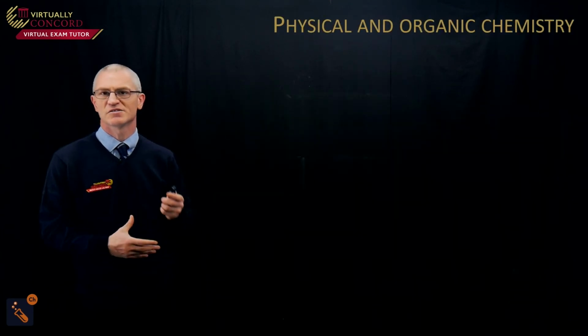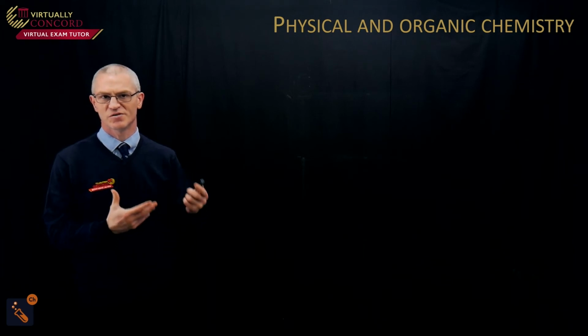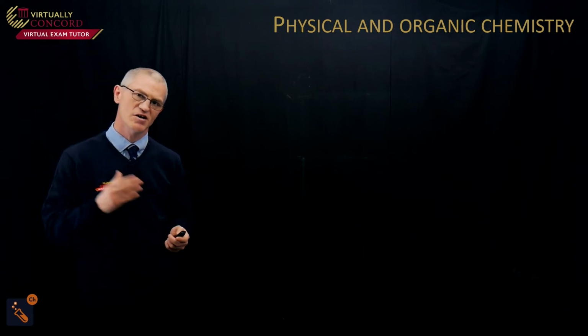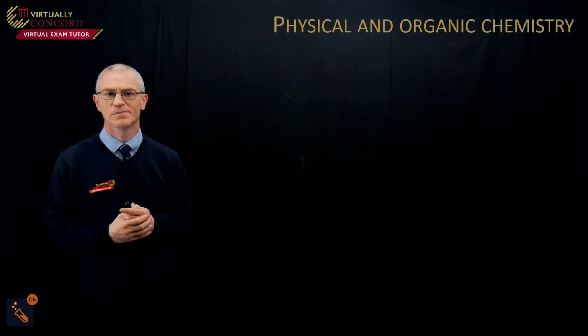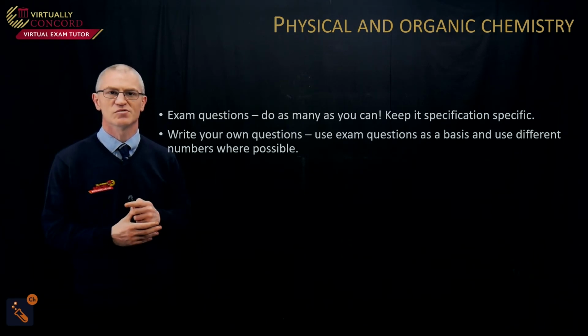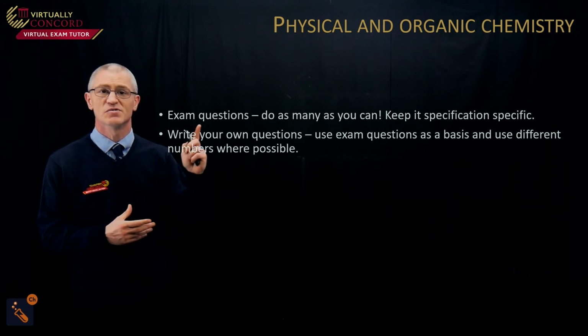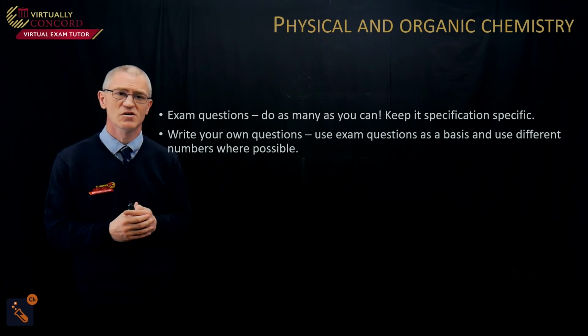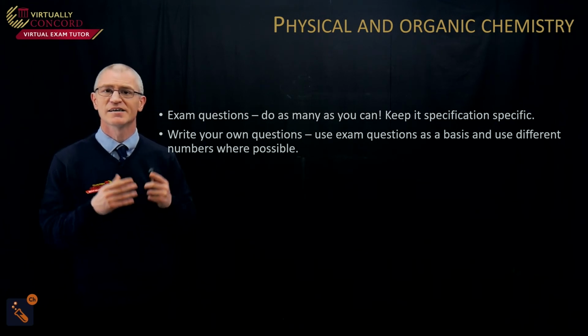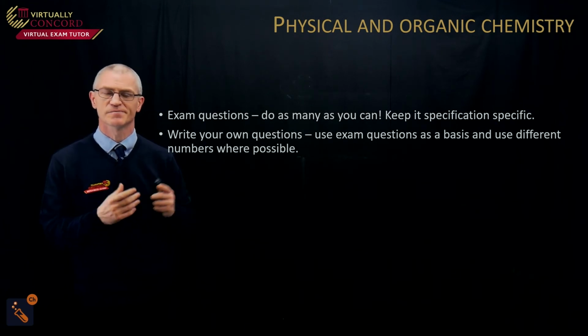Now we're going to talk about some examples that go well with both physical and organic chemistry. Half of chemistry is roughly physical and half is roughly organic. And we'll talk through some examples of how to do that. First of all, do some exam questions, whether using the review method, for example, or just normally. Do as many as you can, keep it the right specification, as I've said.